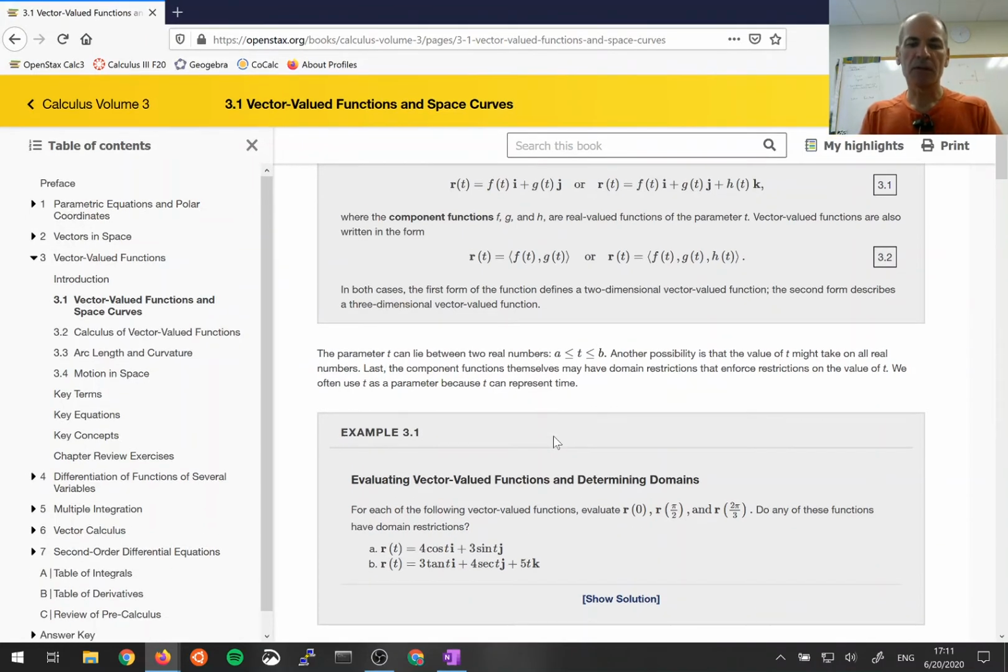There are a few vector-valued functions that I want you to be able to identify. One of them is something, for example, involving sines and cosines. If you see cosine t, sine t, you should immediately start thinking circles and ellipses. If the coefficients are the same, it's a circle. If the coefficients are different, it's an ellipse. So, for example, in A here, that's an ellipse.